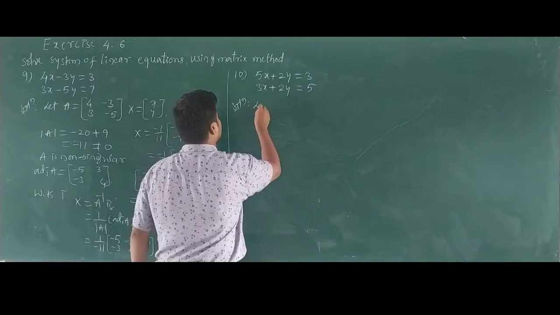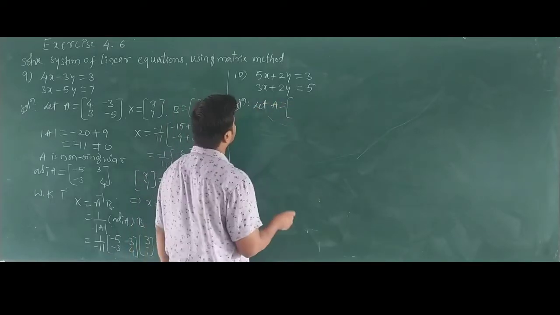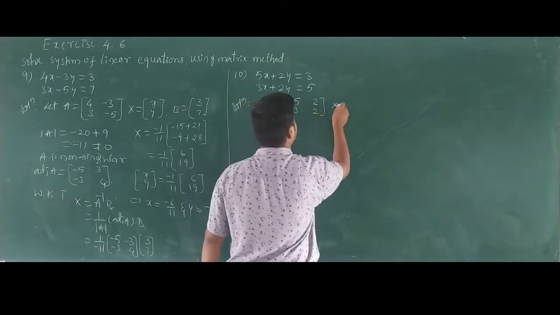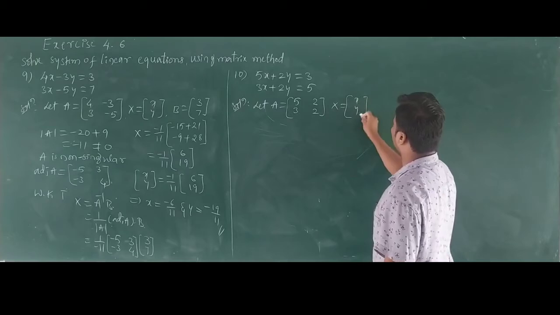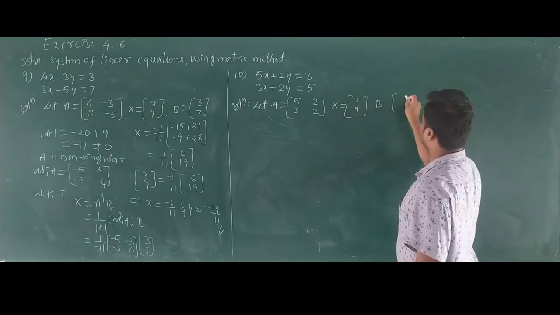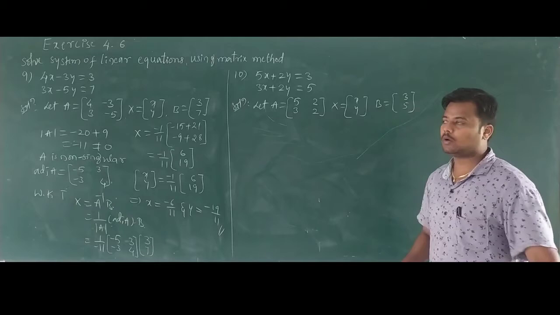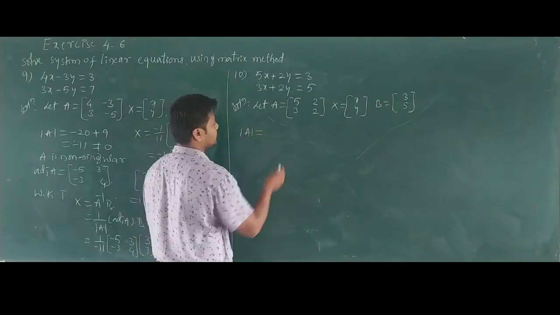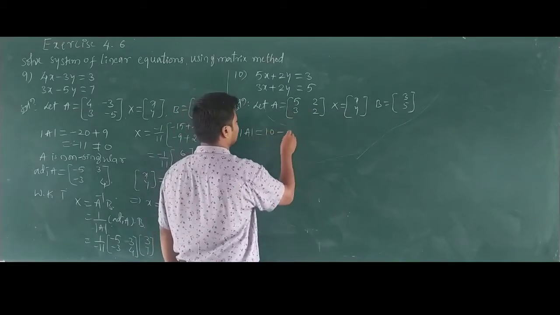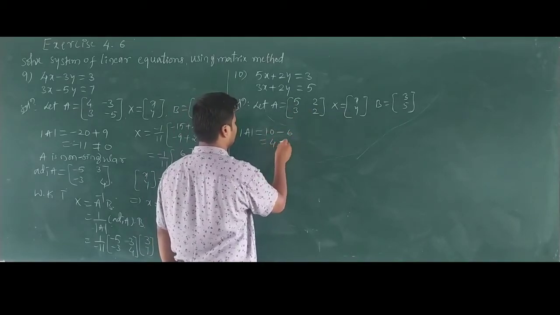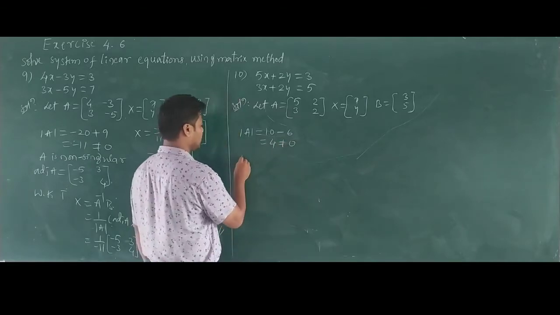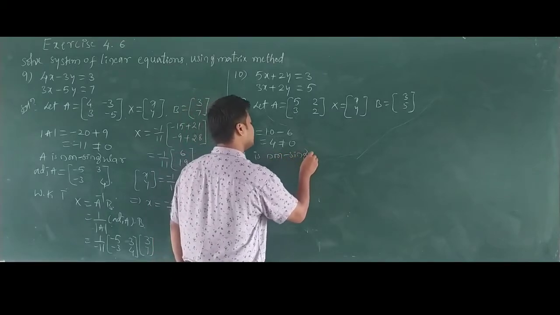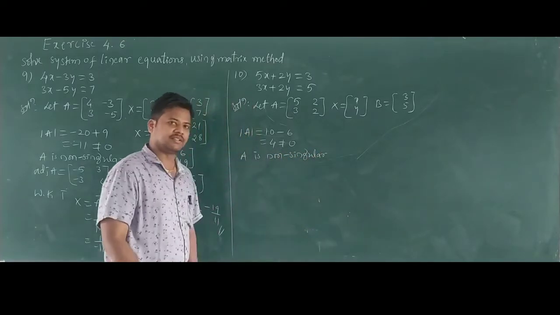Solution. Let A equal to [5, 2; 3, 2]. Then X is x and y, the two variables. B is the constant terms, 3 and 5. Okay. Determinant of A equals 10 minus 6, this is 4, which is not equal to 0. Therefore, A is non-singular, and then A inverse exists.